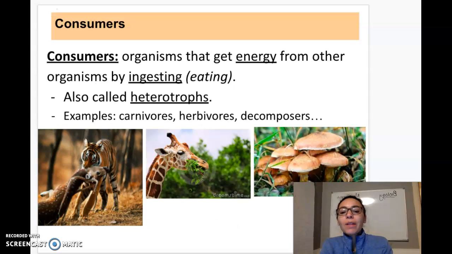Okay, so now let's look at different types of consumers, and I know you've learned these words in middle school, so I'm going to go through them fairly quickly. But a consumer is an organism that gets energy from other organisms by ingesting or eating. So they need to eat things to survive, right? So they're also called heterotrophs. Plants are autotrophs, consumers are heterotrophs. Some examples are carnivores, herbivores, decomposers, which we'll get into in a second.